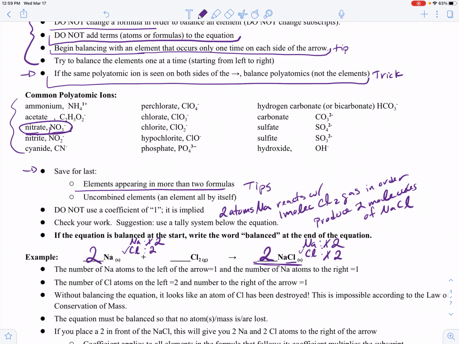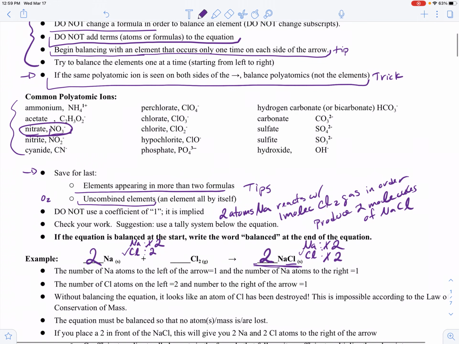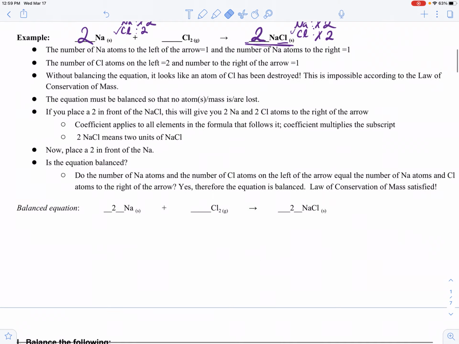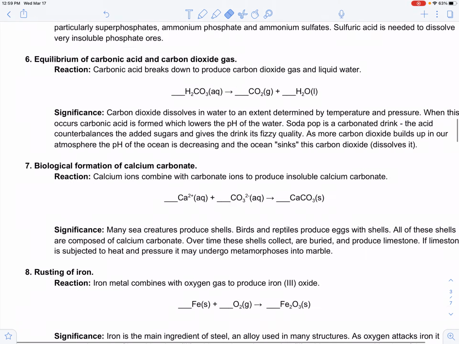So I'll show you an example of that. Sometimes I'll leave my uncombined elements for last. So things like O2, I might leave for last because it'll help me just finish off the balancing at the end. We don't use the coefficient 1 to represent 1. We just leave it blank, and it's assumed that it's a 1. And then always check your work. I find the tallying system to be a really helpful way to keep track of my work.